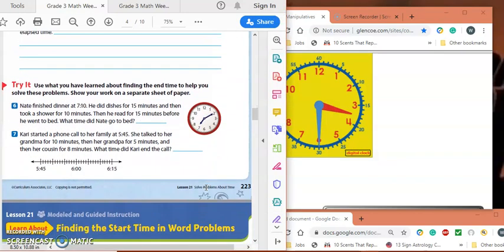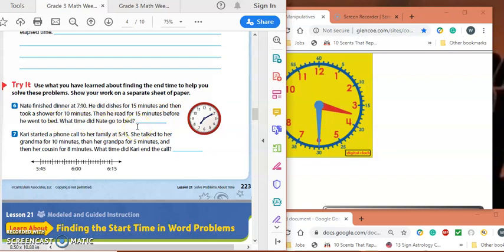Use what you've learned about finding the end time to help you solve these problems. On a separate piece of paper, you can write this out. Nate finished dinner at 7:10. He did dishes for 15 minutes and then took a shower for 10 minutes. And then he read for 15 minutes before he went to bed. What time did Nate go to bed?